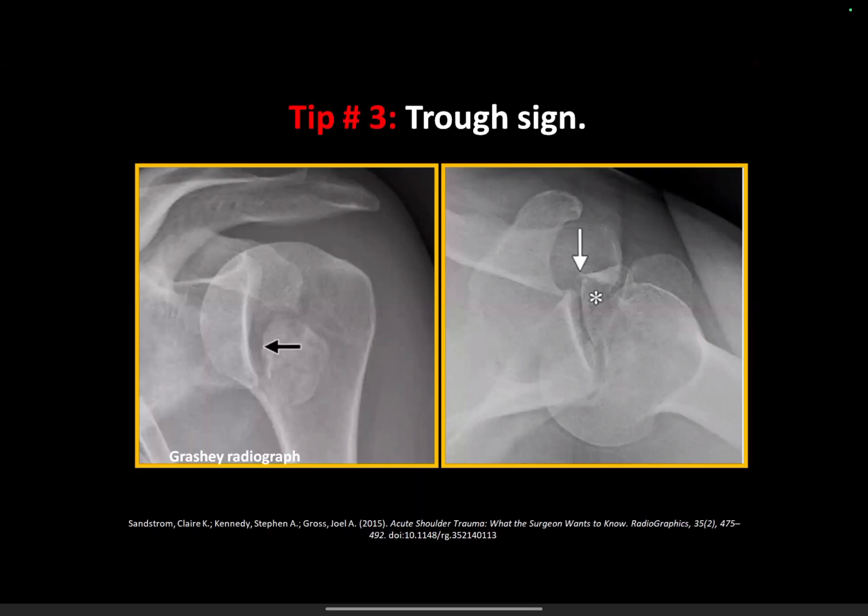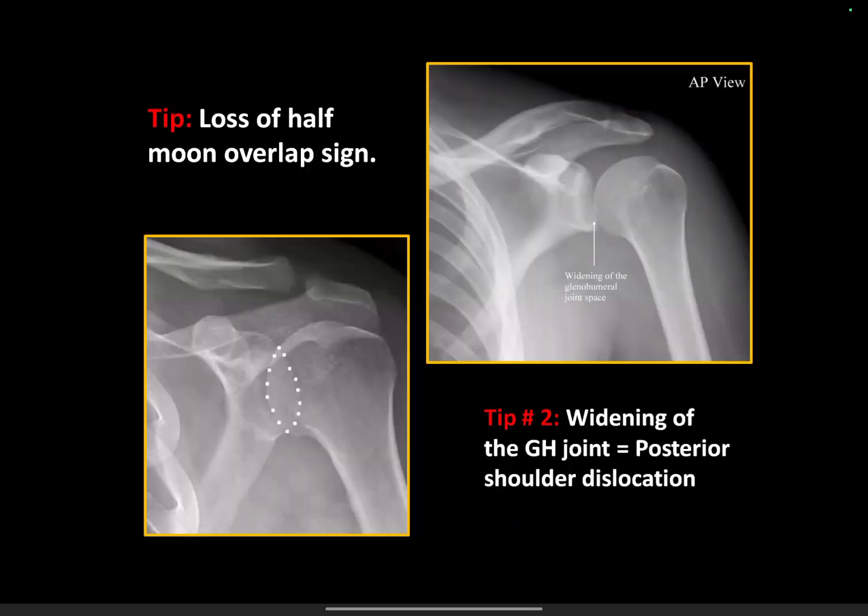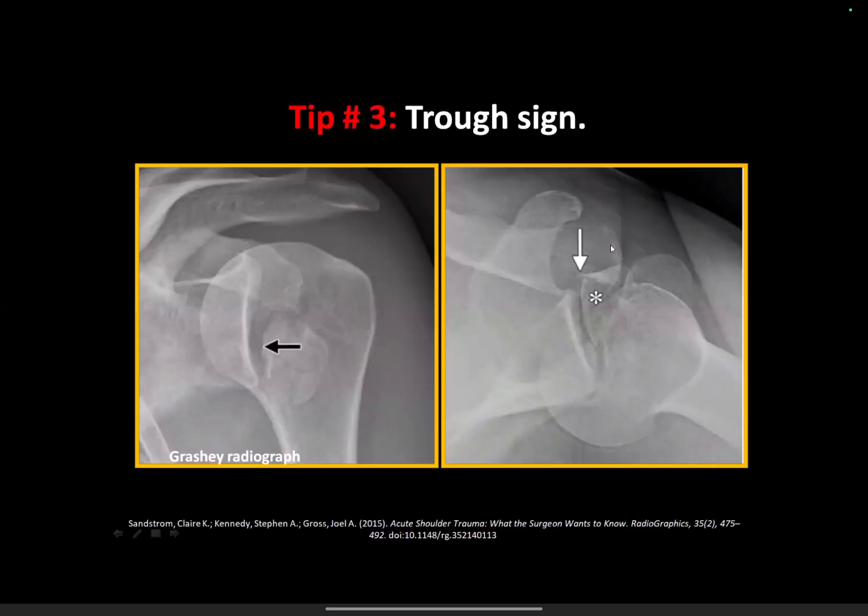So when we have on our AP radiograph a light bulb sign, loss of the half moon overlap and widening of the glenohumeral joint, we would suspect posterior dislocation. Also, as we said, posterior dislocation can happen in association with other injury.